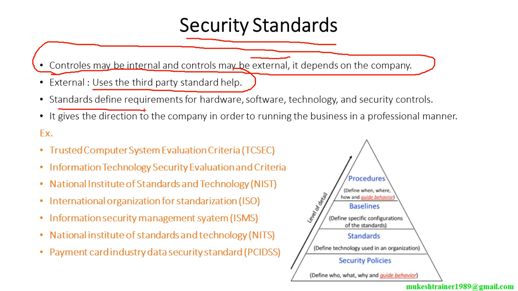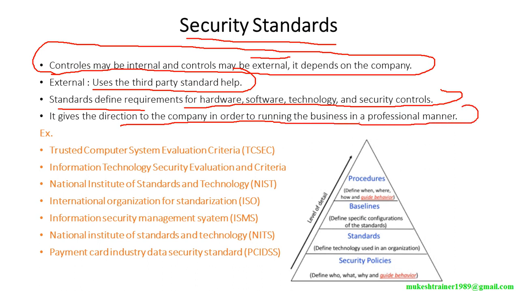Standards define requirements for hardware, software, technology and security controls. They give directions to the company to run the business in a professional manner. Most multinational companies use a standard. A standard is nothing much but a way to define how to manage things and how to access things, or basically a guideline.